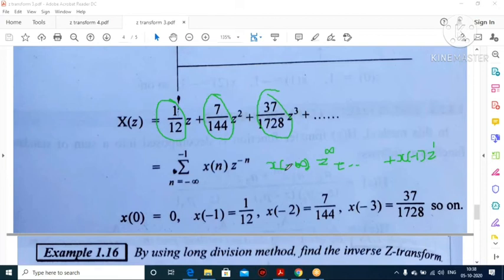So the first problem is solved by using causal, and the second one is taken as non-causal. I hope now you understand this problem: how to solve the long division method when x of n is causal and x of n is non-causal. X of n is causal means x of z is expressed as negative power of z. But non-causal x of z is represented as positive power. So this is a case of x of n causal and x of n non-causal, right?